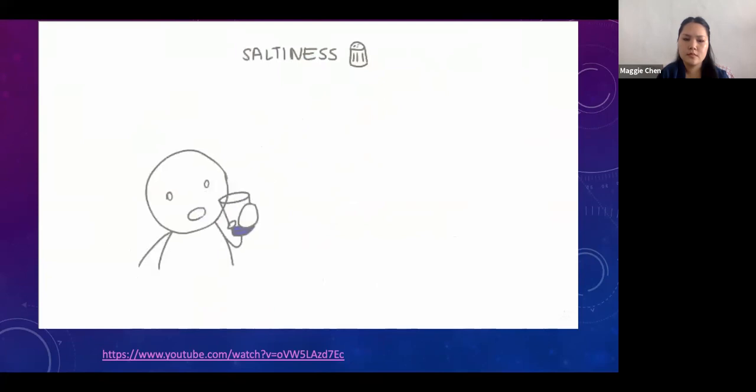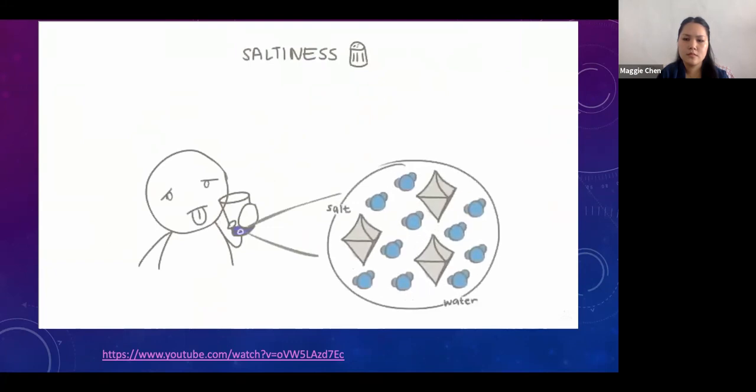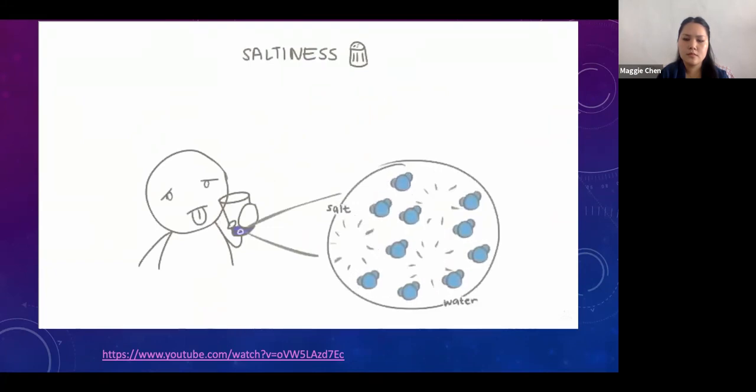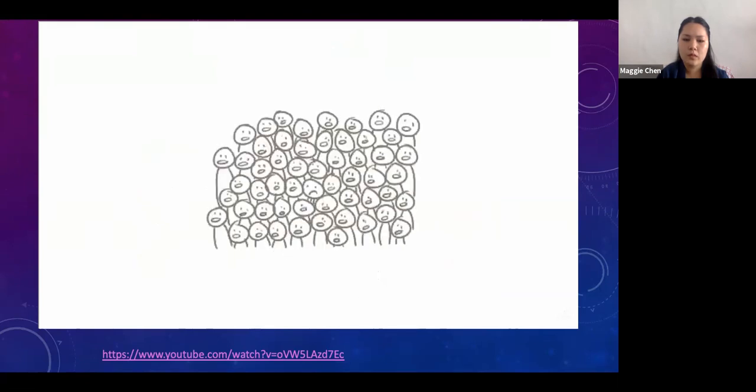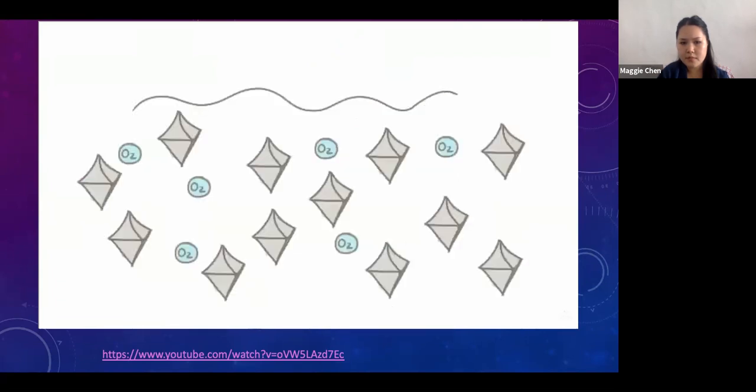If you've ever tasted seawater, you know how salty it is, and that's because there's salt dissolved in seawater. Well, those salts are also taking up space in the water. You can imagine that as adding even more people to your crowded room, and the more people there are, the less room there is for you. So the saltier it is, the less space there is for dissolved oxygen.